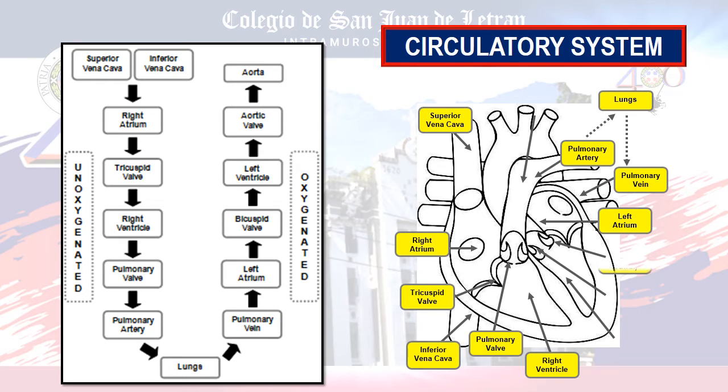The blood passes from the left atrium to the left ventricle through the bicuspid valve. The left ventricle contracts, forcing blood into the aorta. The blood passes through the valve into the ascending aorta.